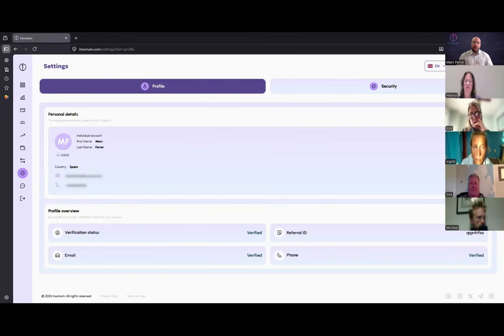An important nuance: to change any personal data, it is necessary to contact the support service. This is done intentionally to exclude the risk of data substitution by malicious actors. We have here in Profile Overview the verification status. What is this? Well, this is your indicator of legitimacy in the ecosystem.